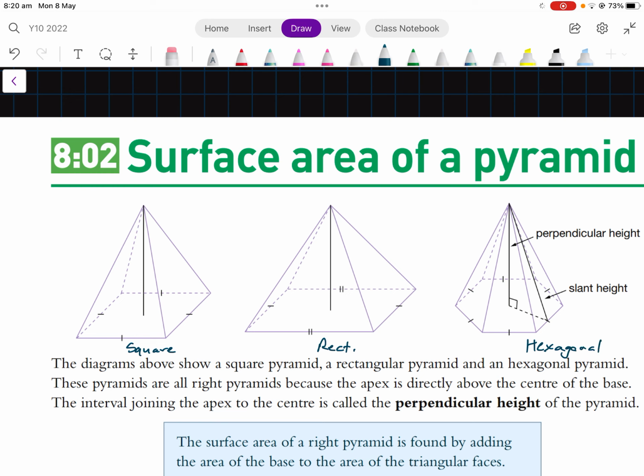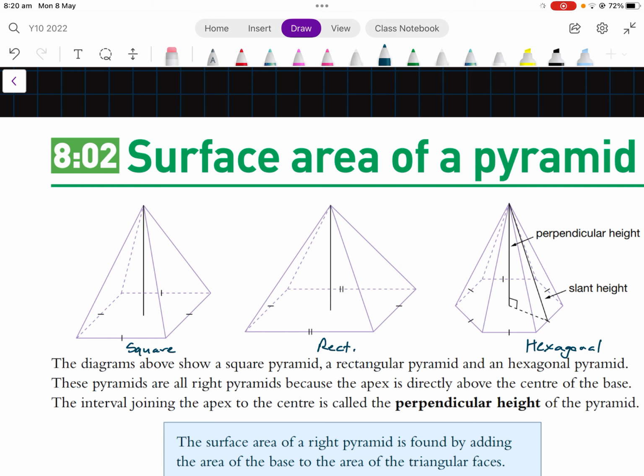Now, as we go from left to right, the base area of these pyramids becomes a little bit more interesting. For the hexagon, it requires a little bit more effort, whereas rectangle and square are simple. So let's look at the surface area.